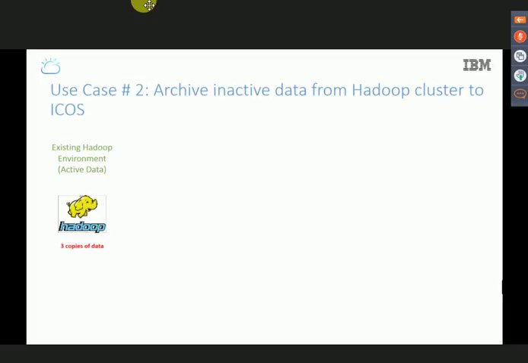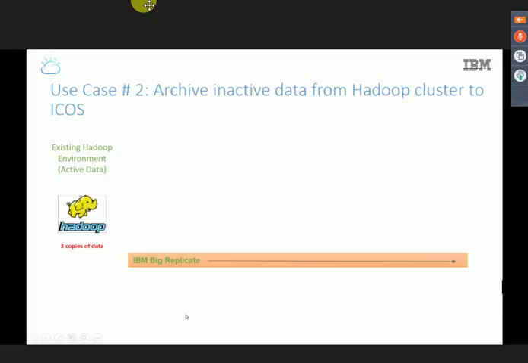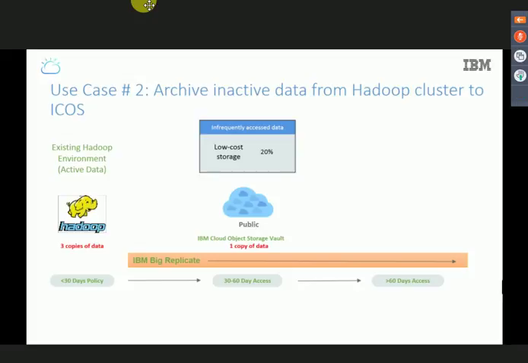Because now your Hadoop cluster will tend to become big. So it's an existing Hadoop environment. You have 3 copies of the data on the slide, as you see. IBM Big Replicate again comes into the picture. Remember, it has multiple functions. It can do replication, it can do backup, it can do archive. So we introduce IBM Big Replicate, which will work with your Hadoop. And we can set policy in IBM Big Replicate. In this example, what we are saying is for the first 30 days, the data would sit on Hadoop. After 30 days, 30 to 60 days, it would sit on ICOS, which is on IBM Cloud.